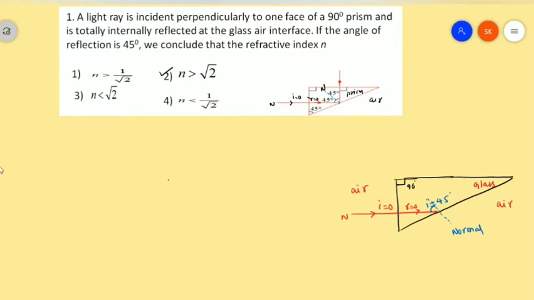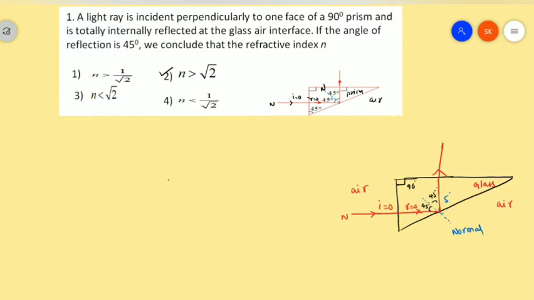When the angle of incidence is 45 degrees, what is happening in the figure? The light ray undergoes total internal reflection and goes back like this. The light ray undergoes total internal reflection. The angle of reflection also becomes 45 degrees. It will go like this. What is the condition for total internal reflection?